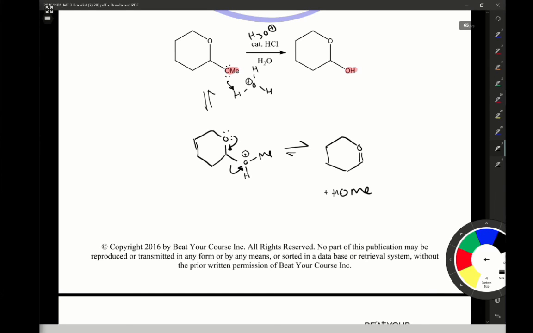Right, we form our methanol. And we have to go back to what that product is asking of us. We need to somehow get an OH on there. Well, we know what has a good OH in this. We've got water. So water can attack, put those electrons back on here.